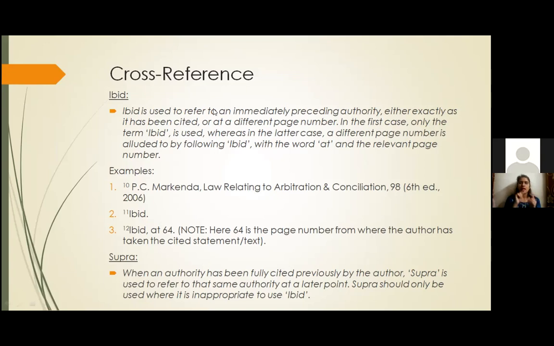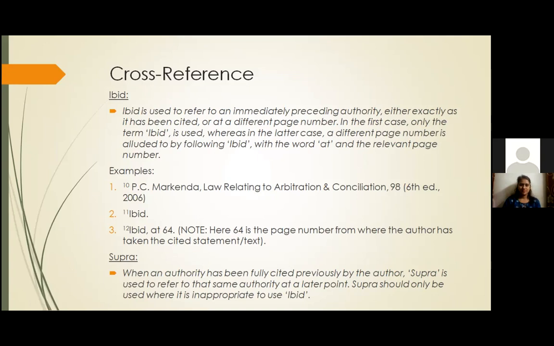It is basically used to refer to the immediately preceding citation, exactly as it has been cited before. So I will use this. And let's say the page number is something else, and the author has taken the same statement, so you can say Ibid at 64. So this is at page number 64, with the same citation. So this is how it is.